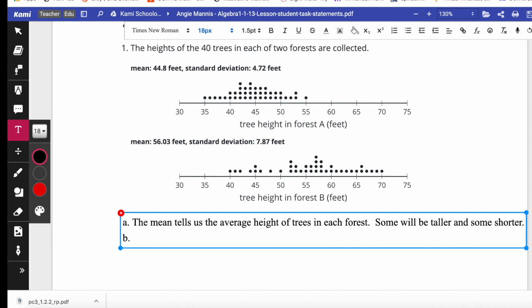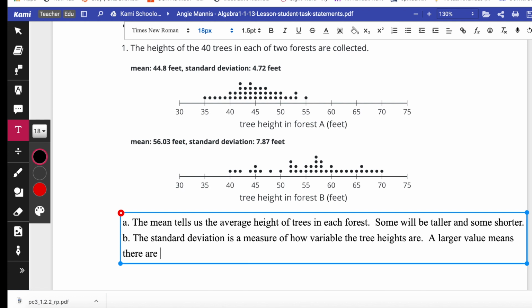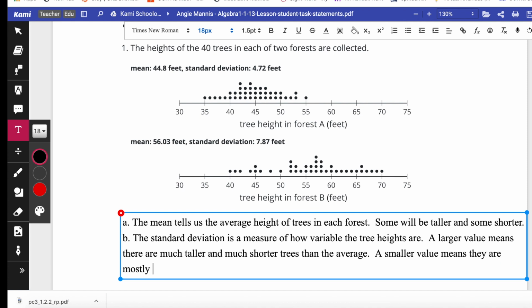On B, the standard deviation for each of these tells us it's a measure of how variable the tree heights are. So a larger value means there are much taller and much shorter trees than the average. A smaller value is going to mean that they are mostly the same height. So for this situation, the standard deviation is a measure of how variable the tree heights are. A larger value means there are much taller and much shorter trees than the average. A smaller value means they are mostly the same height.